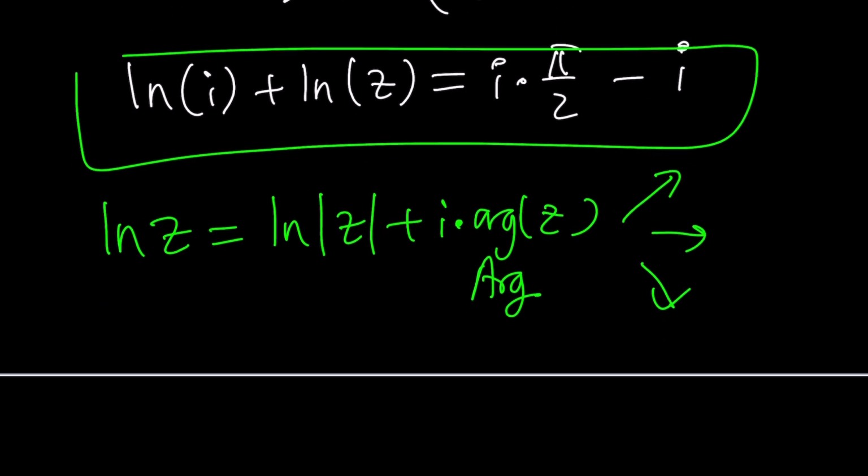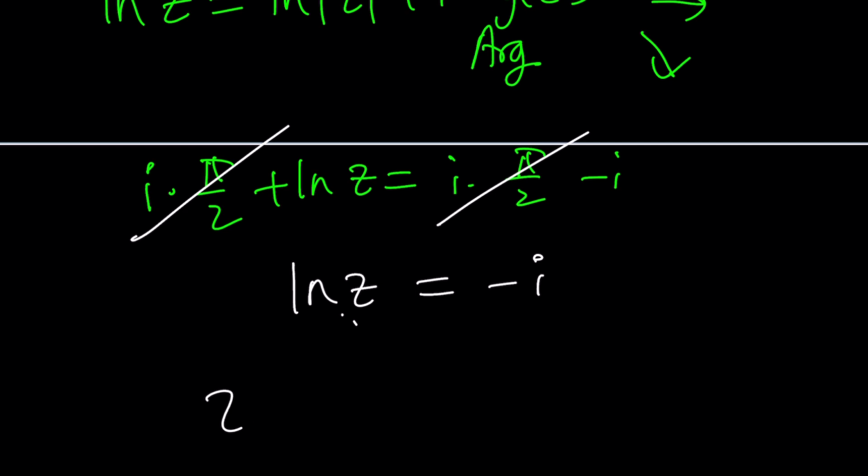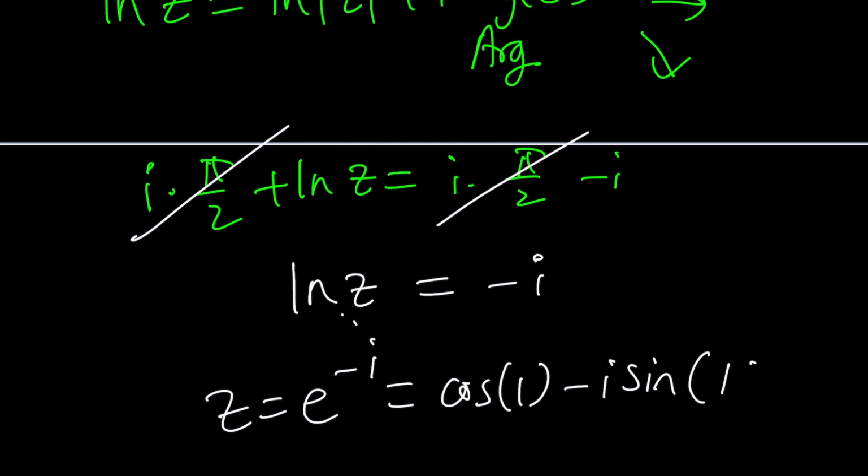Anyways, so now let's go ahead and simplify this according to this rule. ln I is going to be ln 1 plus I times pi over 2. ln 1 is 0, so it's going to be I times pi over 2 plus ln z equals I times pi over 2 minus I. Awesome. Now we can go ahead and cancel out I pi over 2 because we can subtract it from both sides and we get ln z equals -I. And from here, this is base e. So z becomes e to the power -I, which is cosine 1 minus I sine 1 as before.